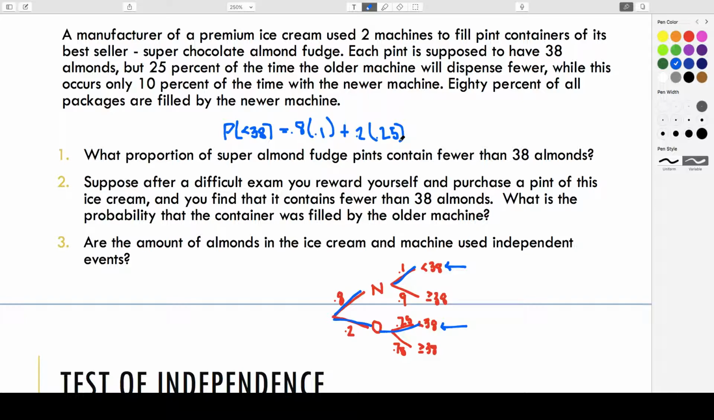Suppose after a difficult exam you reward yourself and purchase a pint of this ice cream and you find that it contains fewer than 38 almonds. What's the probability the container was filled by the older machine? The probability of fewer than 38 given... Oh yeah, it's a given problem, right? What are we given?